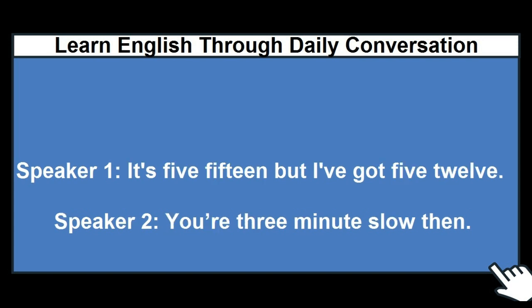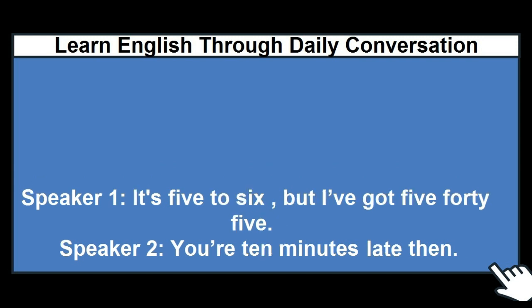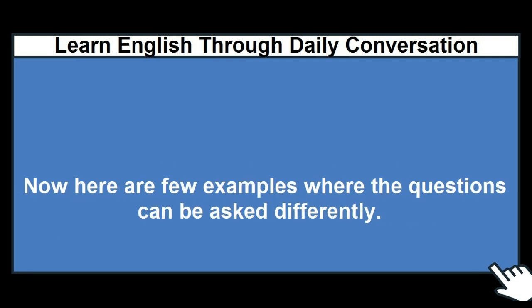Speaker 1: It's 5:15, but I've got 5:12. Speaker 2: You're 3 minutes slow then. Speaker 1: It's 5:25, but I've got 5:30. Speaker 2: You're 5 minutes fast then. Speaker 1: It's 5 to 6, but I've got 5:45. Speaker 2: You're 10 minutes slow then.